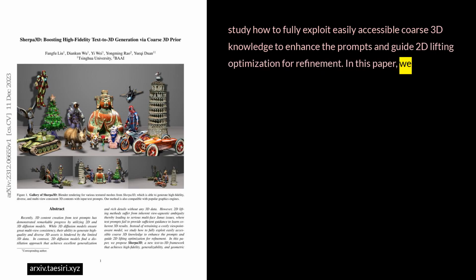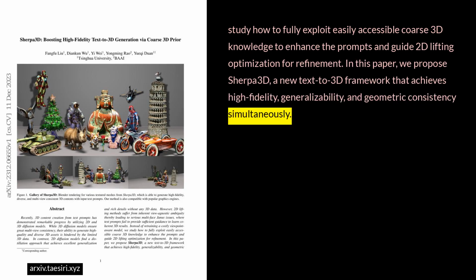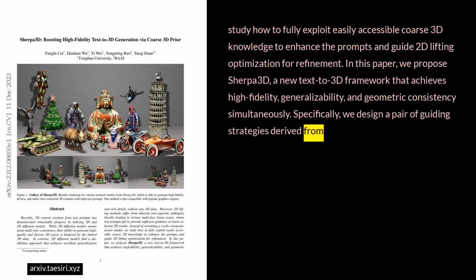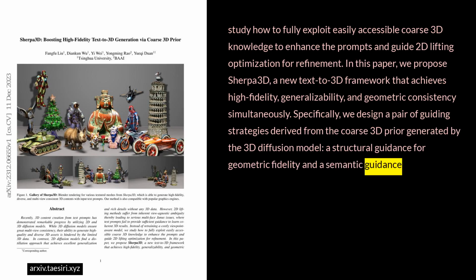In this paper, we propose Sherpa 3D, a new text-to-3D framework that achieves high fidelity, generalizability, and geometric consistency simultaneously. Specifically, we design a pair of guiding strategies derived from the Coarse 3D prior generated by the 3D diffusion model, a structural guidance for geometric fidelity, and a semantic guidance for 3D coherence.